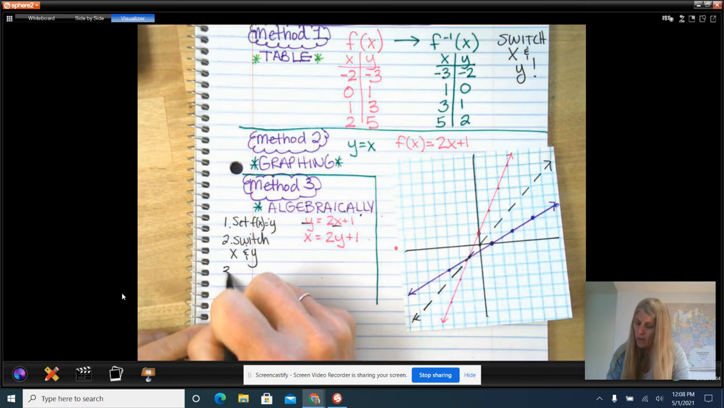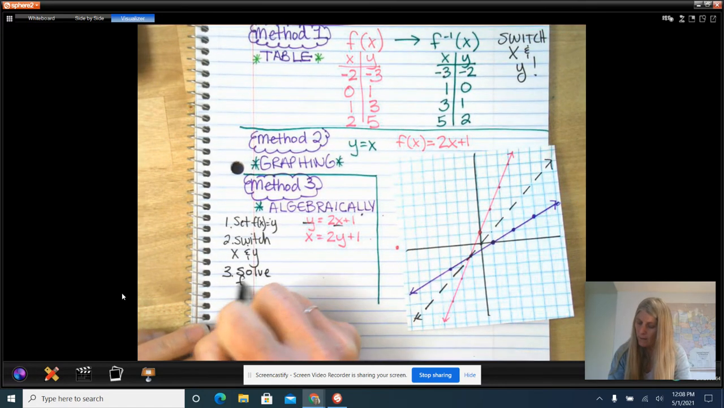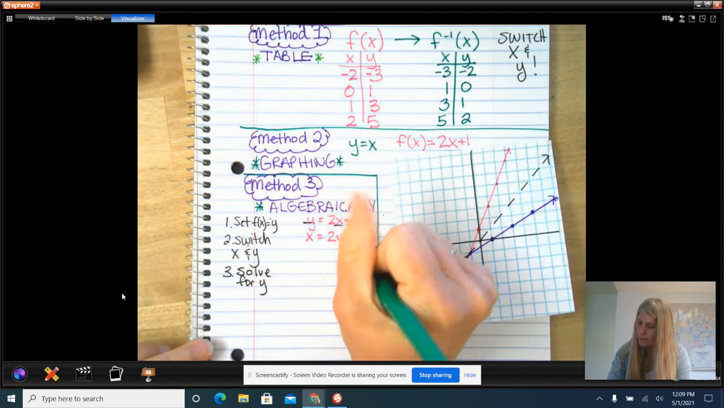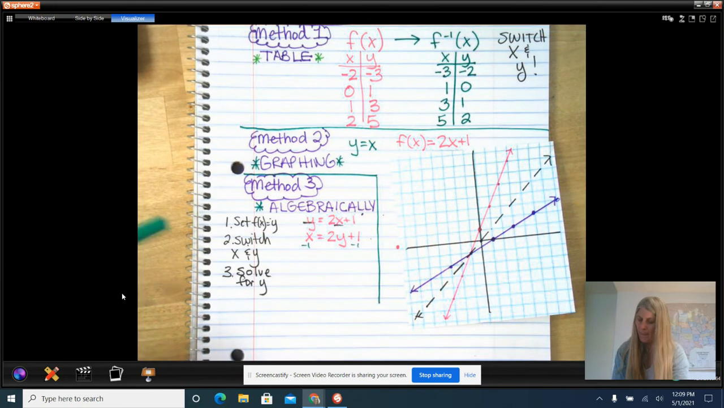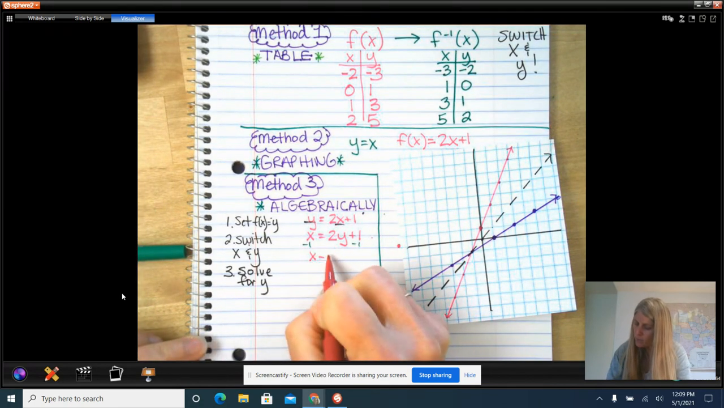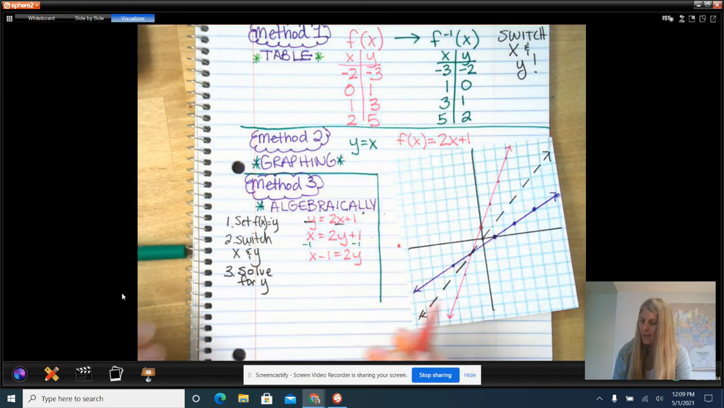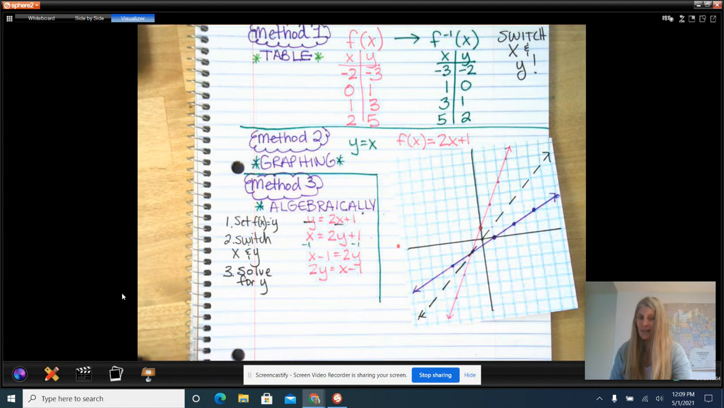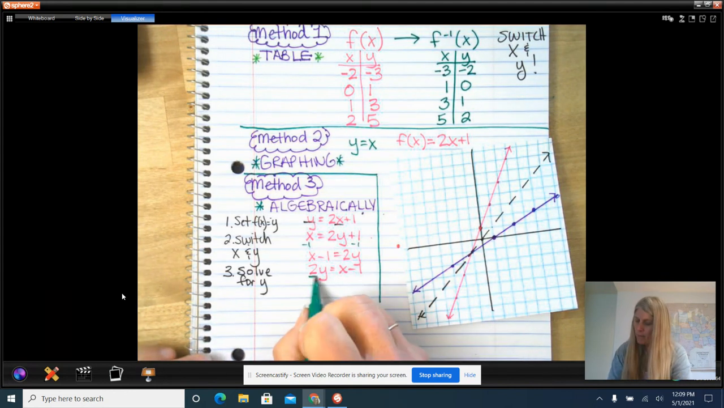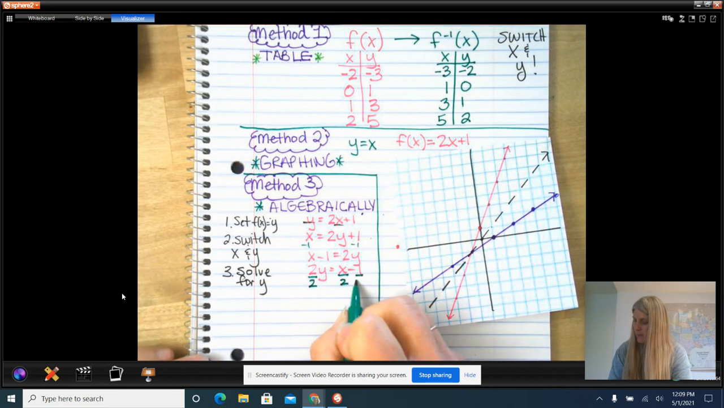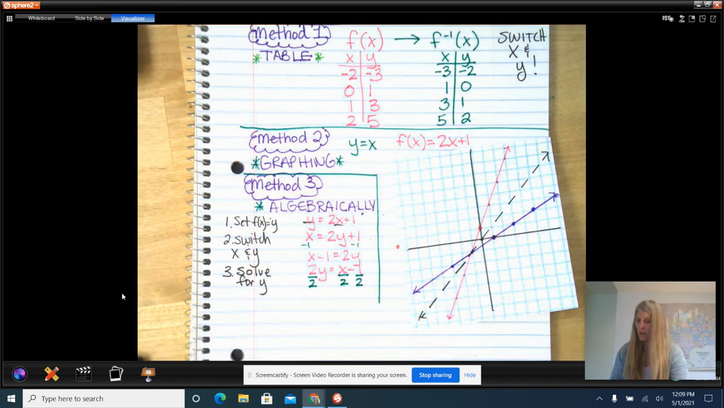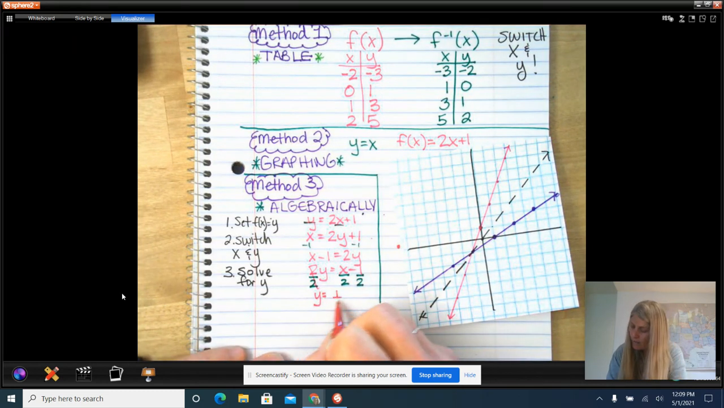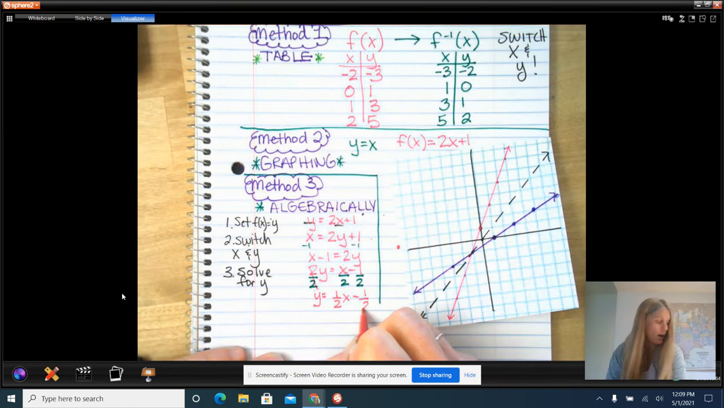Step 3, we are now going to solve for y. And that's just going to be using our normal order of operations. So we are going to subtract 1 from both sides. And we have x minus 1 is equal to 2y. I'm going to flip it around. I like my y first. So 2y is equal to x minus 1. And then I'm going to finish up by dividing every single term on both sides by 2. So that leaves me with y is equal to 1/2 x minus 1/2.